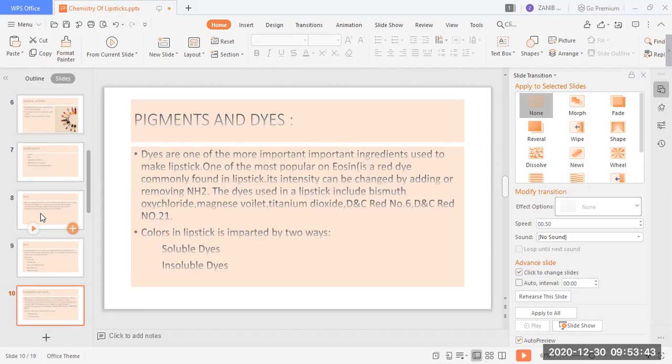Soluble dyes are those which stain the skin with a solution of dyestuff which can penetrate the outer layer of skin, while covering the lips with a colored layer which serves to hide any skin roughness and give a smooth appearance is called insoluble dyes.